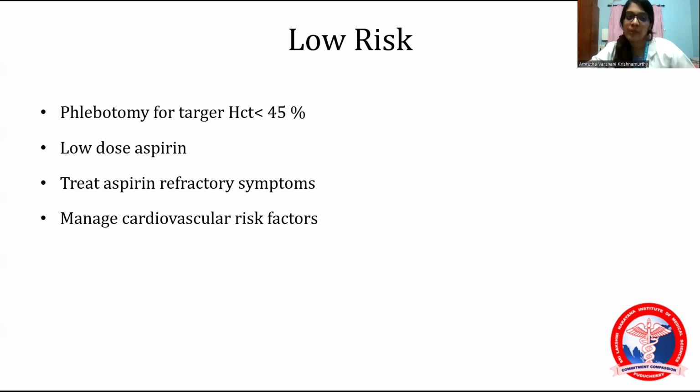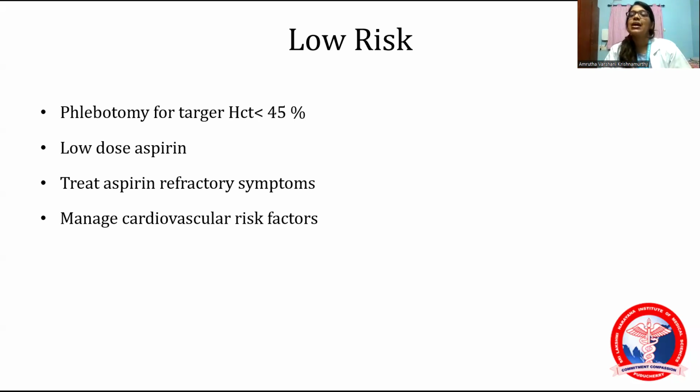Otherwise, you don't have to remember this. And we also have to manage the cardiovascular risk factors. The patient might already have other predisposing factors like diabetes, hypertension, dyslipidemia. So we have to manage all those, because there is an additional risk of myocardial infarction or acute coronary syndrome in these patients because of elevated hemoglobin. So this is how you treat patients with low risk polycythemia vera.